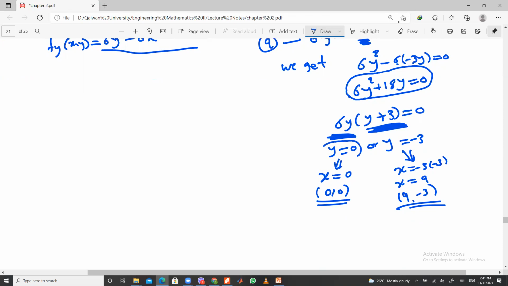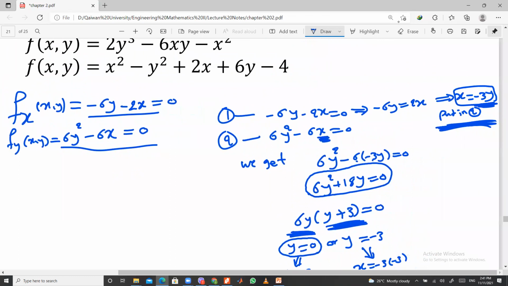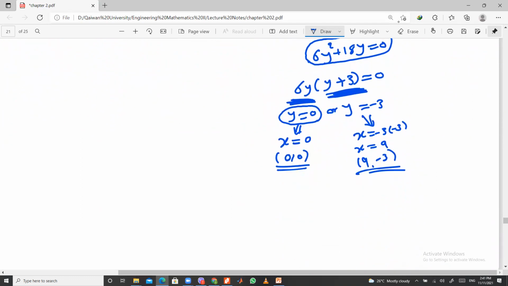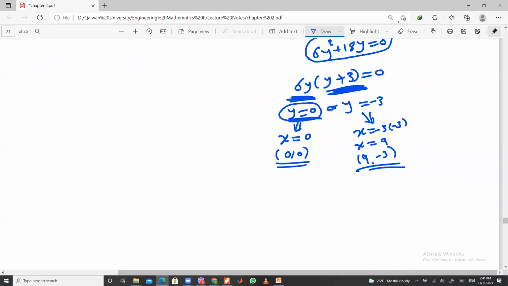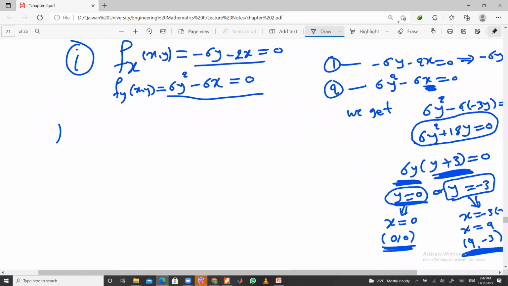So what is the value of x when y is 0? We use the function that we found: x is minus 3y. That means we multiply the value of y by negative 3 to get the value of x. If y is 0, x is 0 also, because negative 3 times 0 is still 0. And we get 0, 0 as a critical point. The other critical point is 9 and negative 3. How? Since y is negative 3, and x is minus 3y, we replace y by negative 3 and get minus 3 times minus 3, which is 9. So the critical point is 9 and negative 3. And we can write down here the critical points.